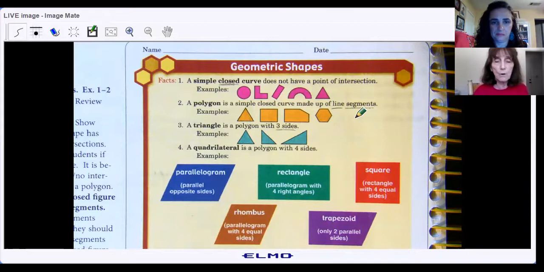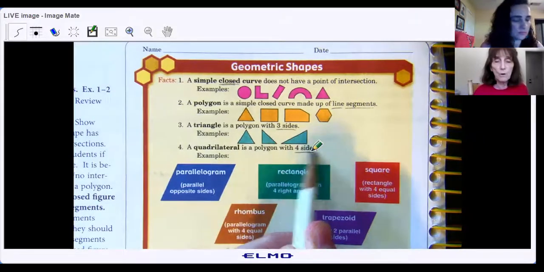Jump down to the triangles, the blue one. A triangle is a polygon. It's a polygon, but it's three-sided, okay? So you have triangles or polygons too, but they're three-sided. And then quadrilateral polygons are four-sided.